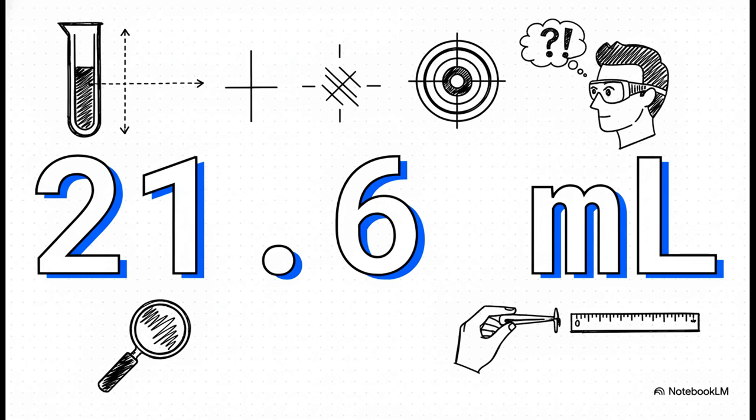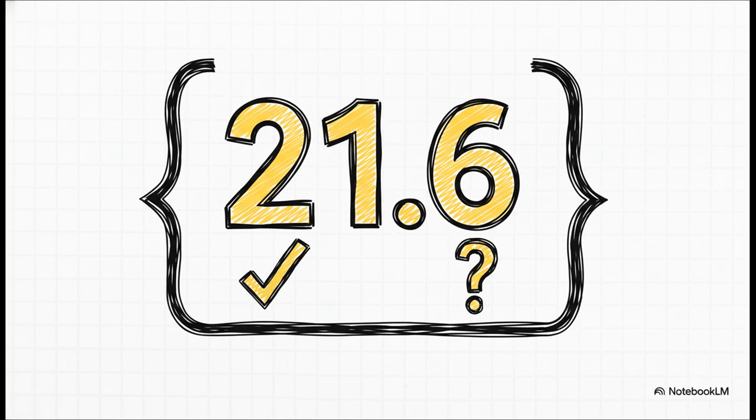All right, let's go back to our graduated cylinder. We look at it and we say, okay, that's 21.6 milliliters. But that number isn't just a number. It's actually a story. It's telling us about the tool that was used, and it's telling us about the confidence of the person who took the measurement. Let's break that story down a little bit.